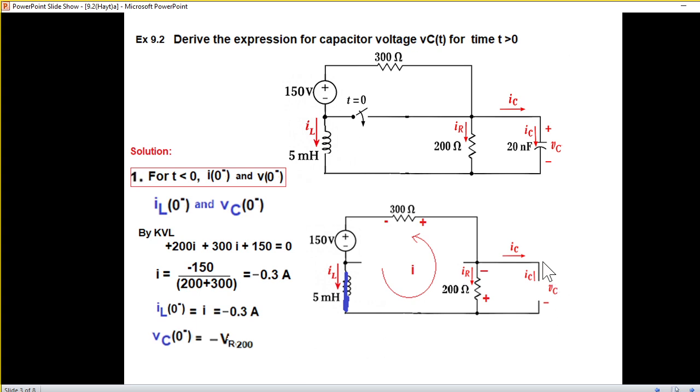What about VC? Now in VC you have to keep in mind that this polarity is already marked in the question, that is positive at the top and negative at the bottom. But because of our current, it is opposite, positive at the bottom and negative at the top. That means we have to reverse the sign to find VC. So VC0 is minus this voltage drop, and this is VR200, I'm calling it, which is equal to minus 200 into IL0. Putting in the value, it will be 60 volts. So this voltage at 0 minus will be 60 volts. So that is the initial voltage.